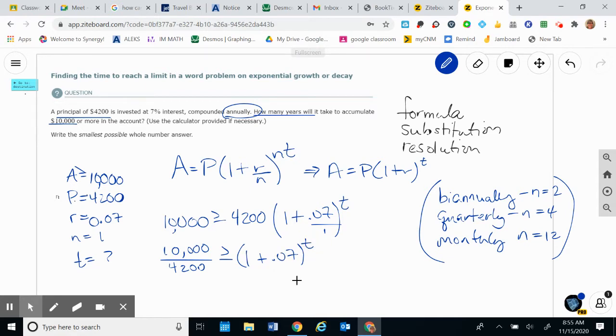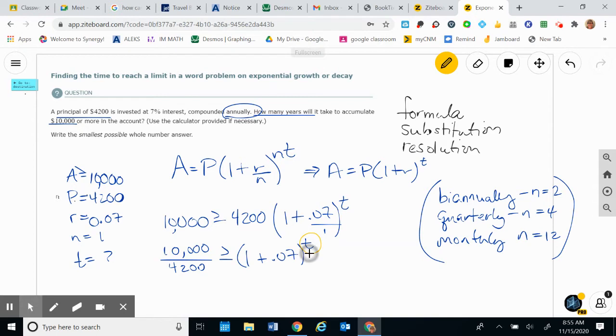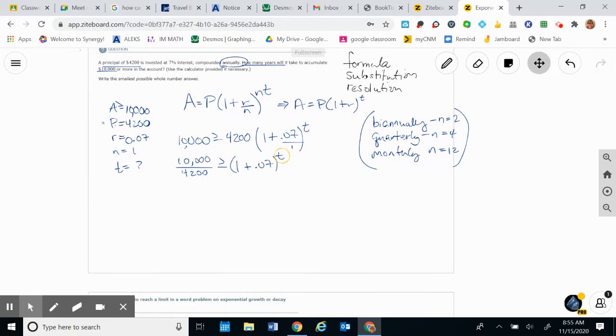Okay, so here we go. So you got 10,000 divided by 4,200. That's all we did, is equal to this. Now we need to get this little guy down. That's the problem. Remember, we have our exponent and we have the variable in the exponent. So we need to bring it down. So the only way you know of bringing it down, and what you just learned, is to take the log.